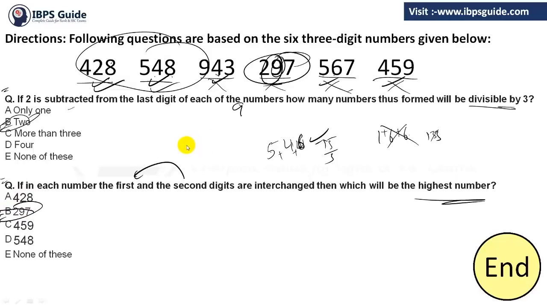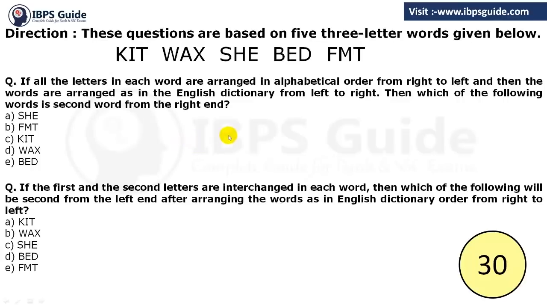Now let's see the next types of questions we have. Again, 30 seconds for the first question. Then we solve it. Then again I am giving you 30 seconds for the second question.